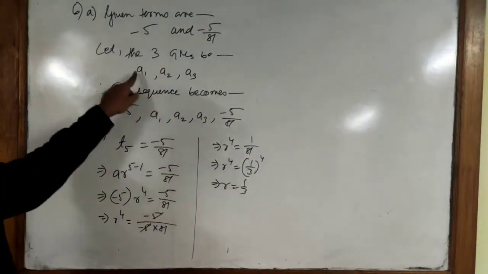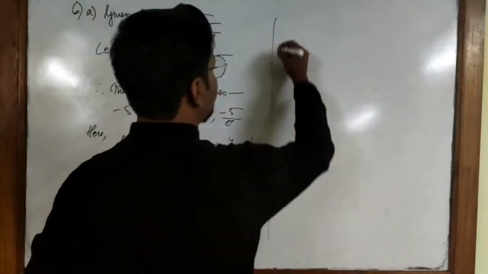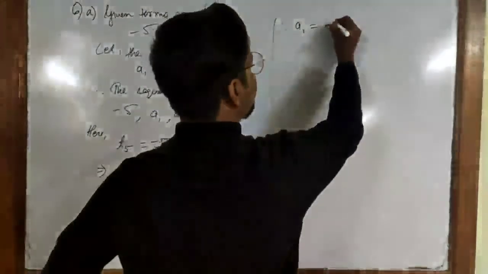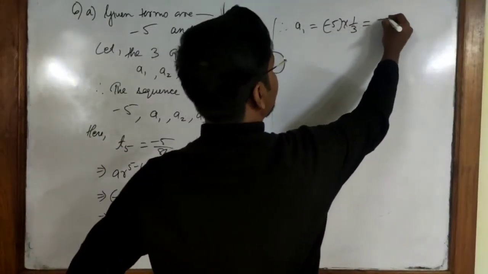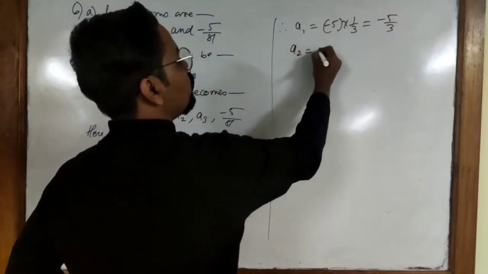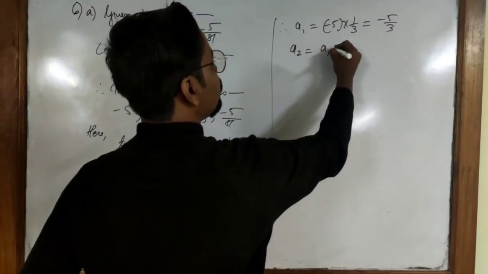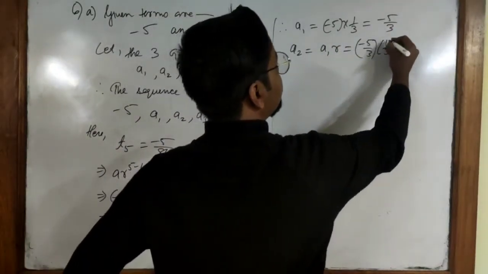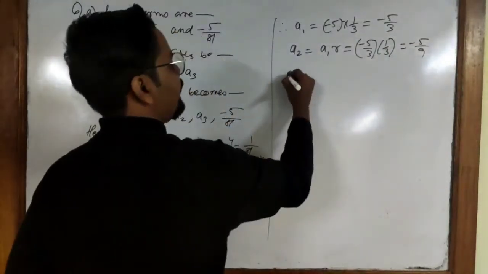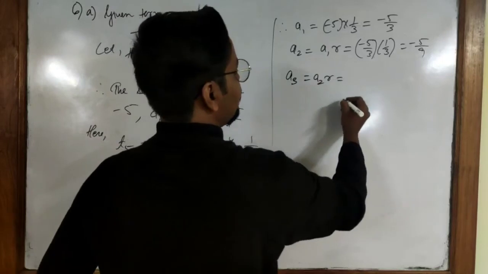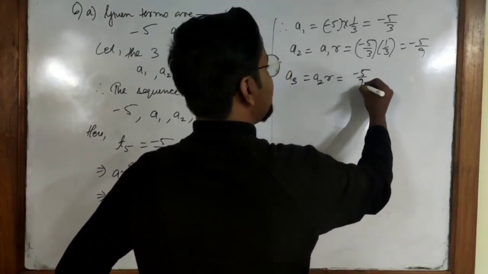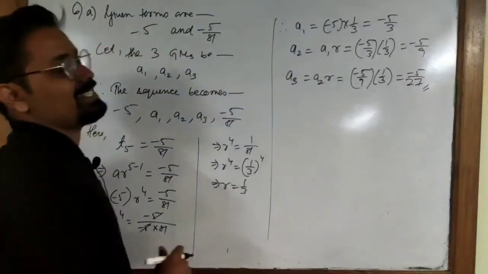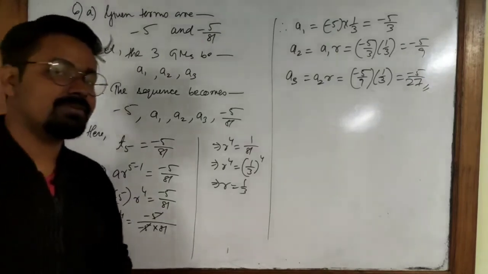So we have the common ratio. Now we can find the three GMs. Therefore A1 will be equal to first term into common ratio, that is minus 5 into 1 by 3, that is minus 5 by 3. A2 will be A1 into r. A1 is minus 5 by 3, the value that we just found, into 1 by 3, that is minus 5 by 9. And A3 will be A2 into r, so it will be minus 5 by 9 into 1 by 3, that is minus 5 by 27. So that is how you insert geometric means between two given terms.